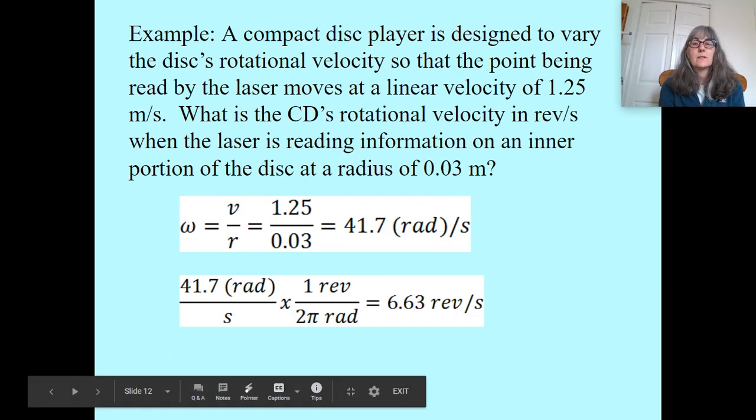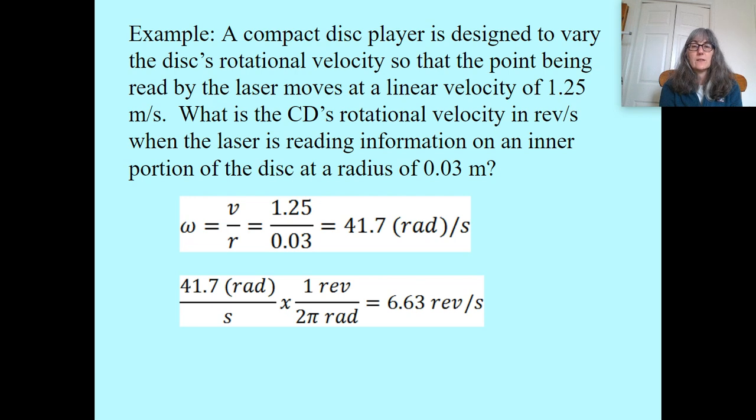Another example: a compact disc player is designed to vary its rotational velocity so the point being read by the laser moves at a linear velocity of 1.2 meters per second, which is really kind of cool, I think. What's the CD's rotational velocity in revolutions per second? So we get to do a little bit of converting here as well. We know that omega is equal to v over r, so we can figure out how many radians per second that is. And then in order to figure out how many revolutions per second that is, do some dimensional analysis. It's 2 pi radians per revolution, and we want to set it up so that radians cancel, and that gives us revolutions per second.